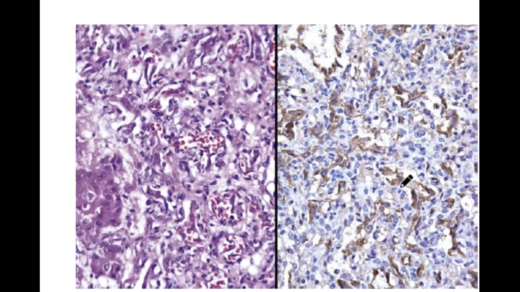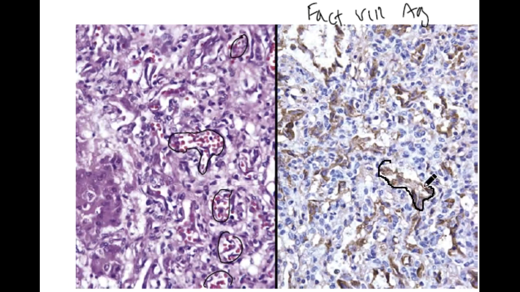This is the picture showing hemangioendothelioma. If you see, this is the hemangioendothelioma, that is dilatation of vascular spaces. So these are the blood vessels where you can see dilated blood vessels filled with RBCs. And this is a stain which is staining for factor 8 related antigen staining.